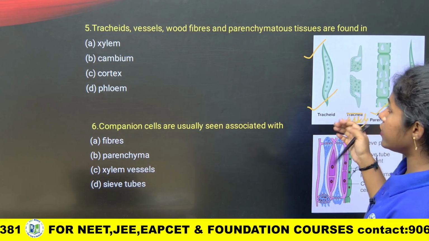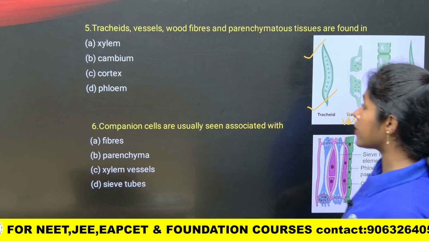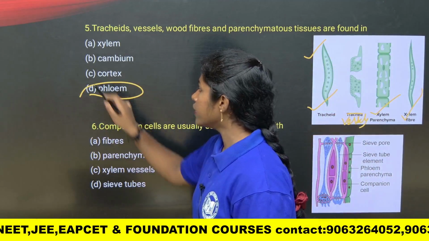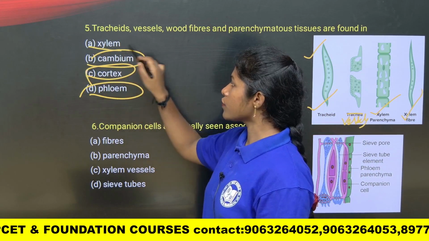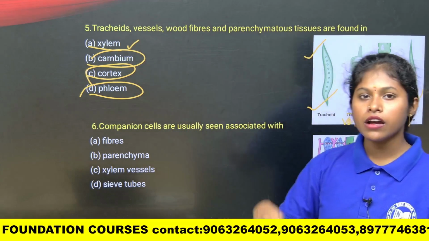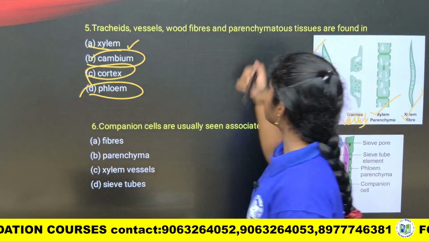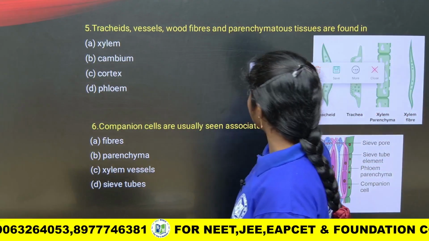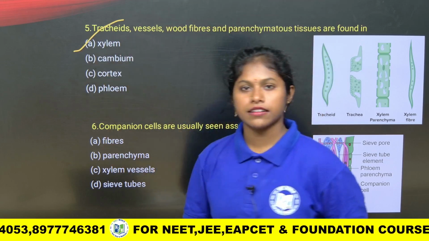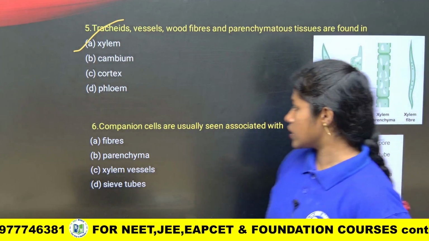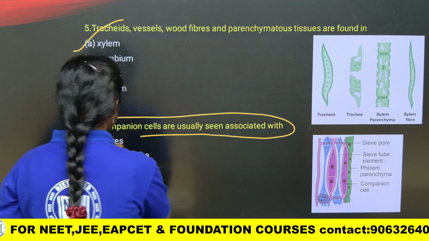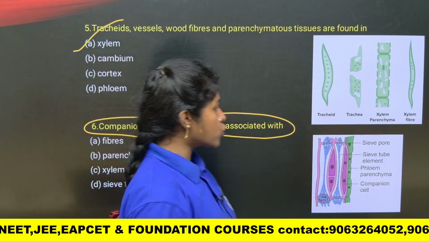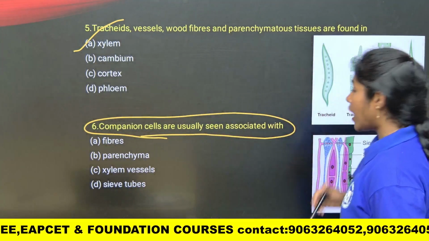which components they are found in. Are they phloem components? No. Are they in the cortex? No. Are they in the cambium? No. They are the components of xylem. Xylem helps in the conduction of water. Here the xylem is the answer. Right. So coming to the next question. Companion cells are usually seen in association with. They are asking, the companion cells, usually they are associated with.